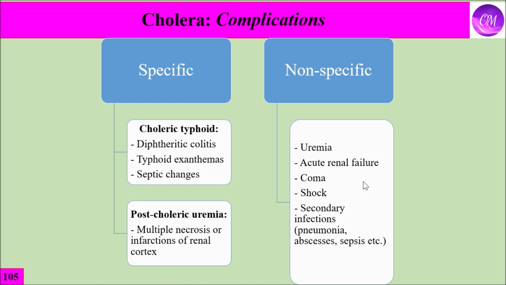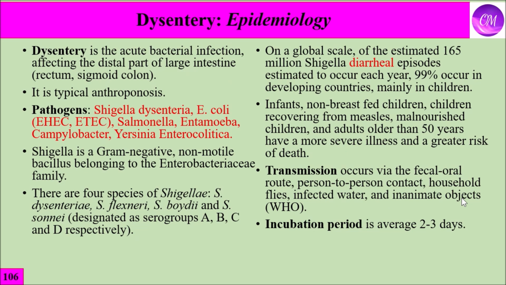The complications of cholera are divided into specific and non-specific. Specific complications are choleric typhoid, characterized by diphtheritic colitis, typhoid exanthemas, and septic chase, and post-choleric uremia due to multiple necrosis or infections of the renal cortex. Non-specific complications are uremia, acute renal failure, coma, shock, and secondary infections such as pneumonia, abscesses, and sepsis.